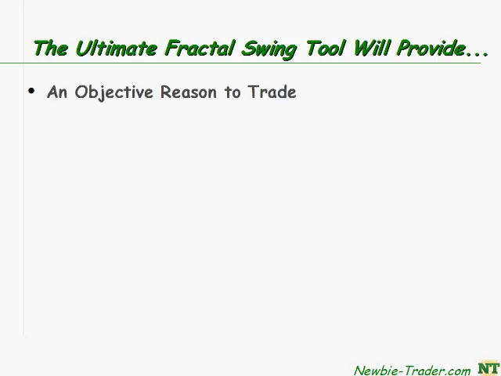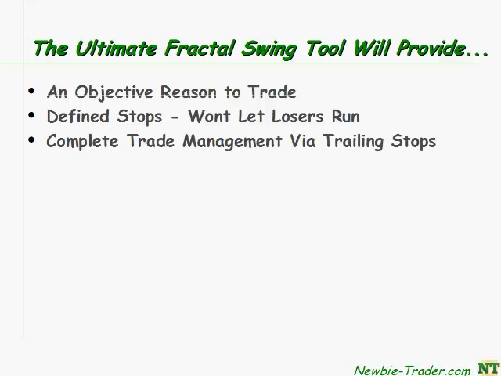So let's talk a little bit more about this tool. It will provide you with an objective reason to trade. We talked about the 5 newbie trading mistakes. The tool will take care of that for you. It only provides you objective reasons. It has definitive stops. You go into every order knowing exactly where your initial stop is, and you adhere to that. You won't let your losers run. There's a complete trade management system. We tell you where to take your first target, where to take your second target, how to trail the third. So we give you the trade management that is lacking in so many newbie traders' plans.